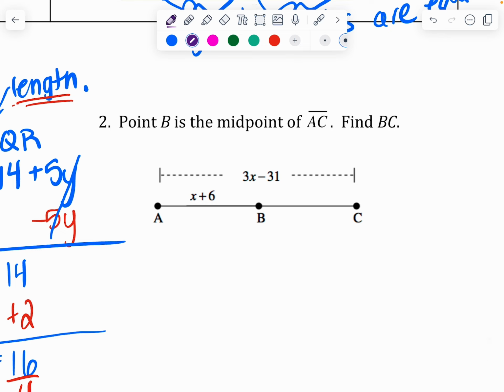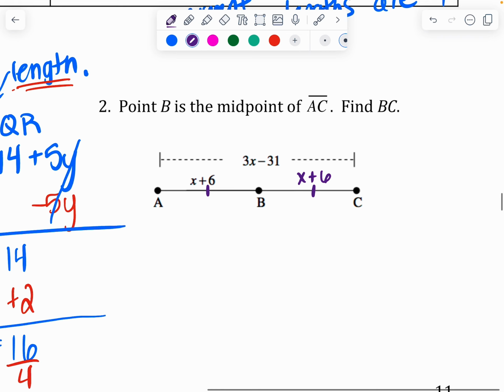Okay, and this one, B is the midpoint of AC, which means that AB is congruent to BC. So there's my congruent marks. I'll make those more straight. These are congruent. Since I know that they're congruent and I know that AB equals x plus 6, that means that this side also equals x plus 6.